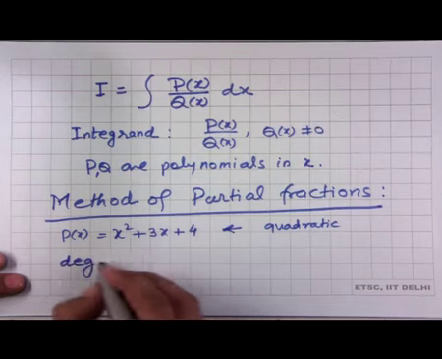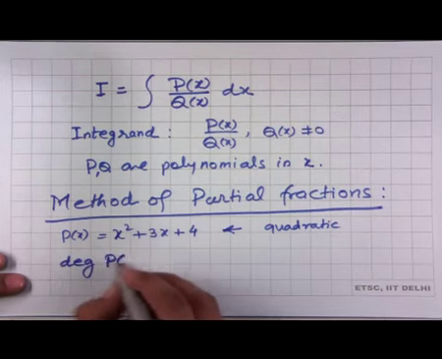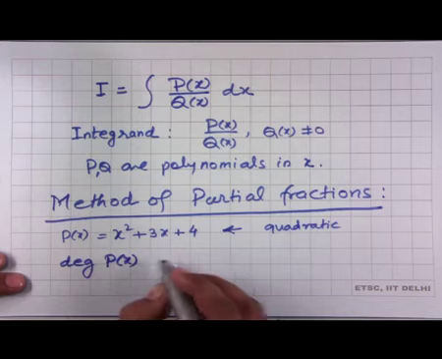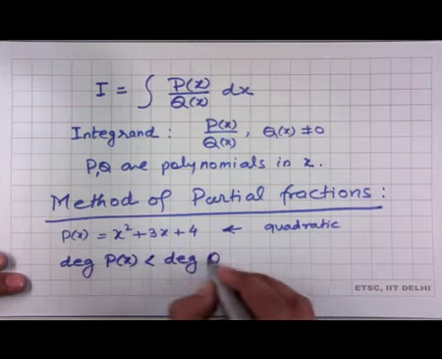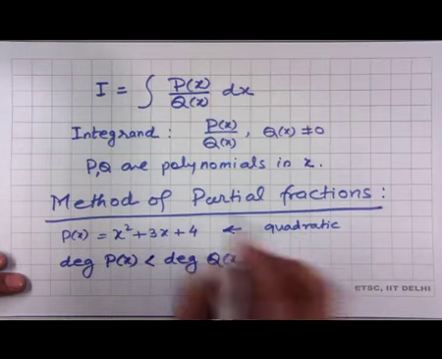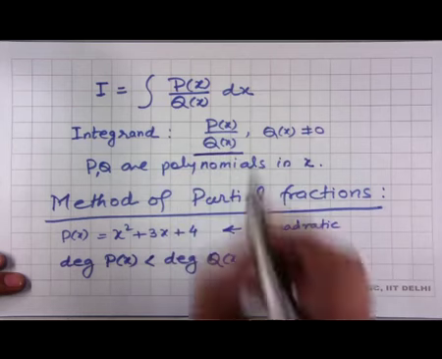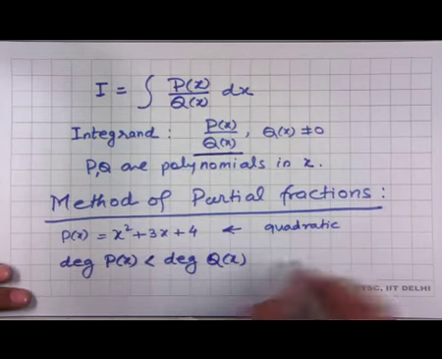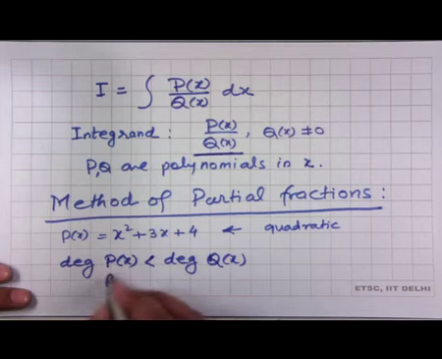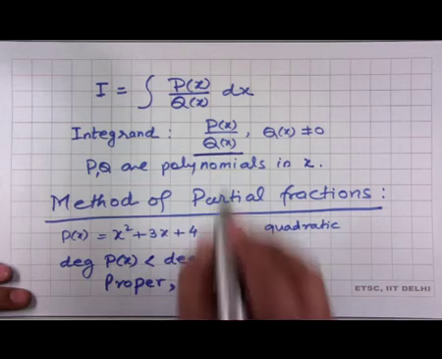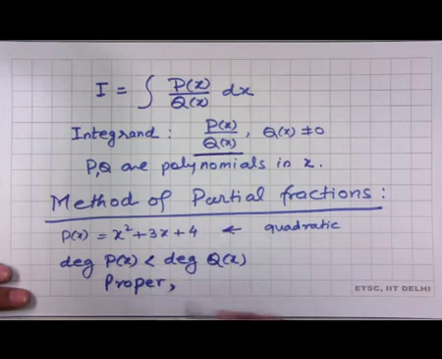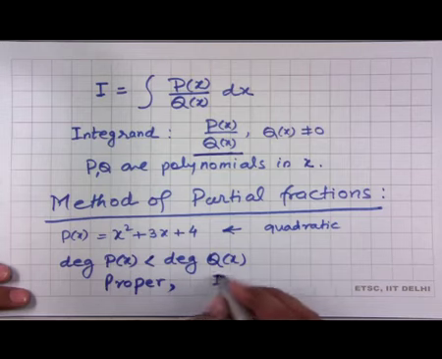So, if the degree of the polynomial Px is less than the degree of the polynomial Qx, then the rational function P by Q, we call it proper, and if it is not so, if the degree of P is bigger than or equal to the degree of Q, then we call it improper.